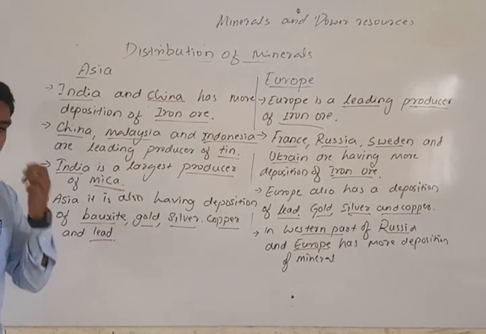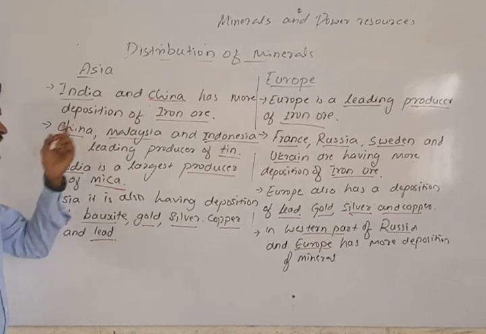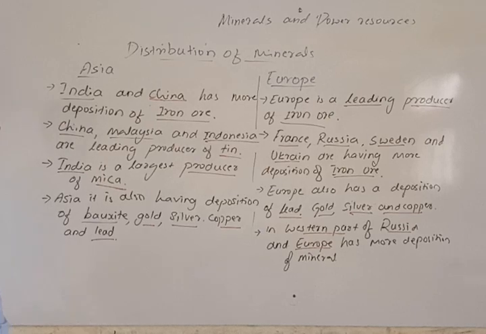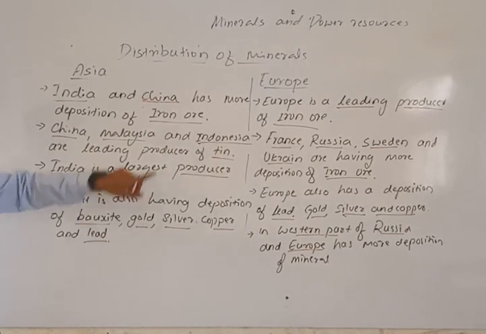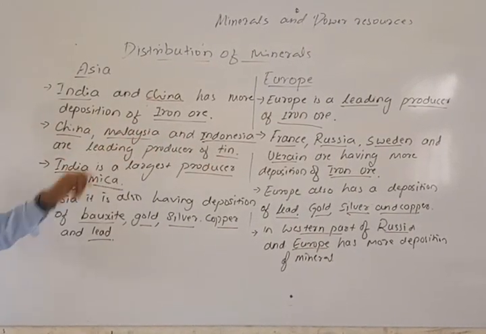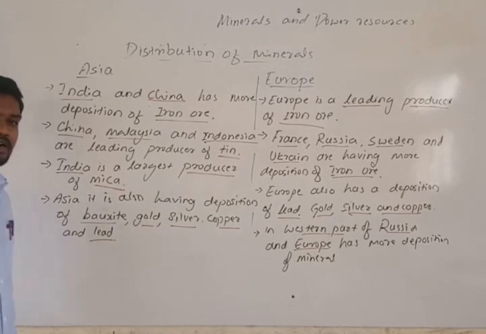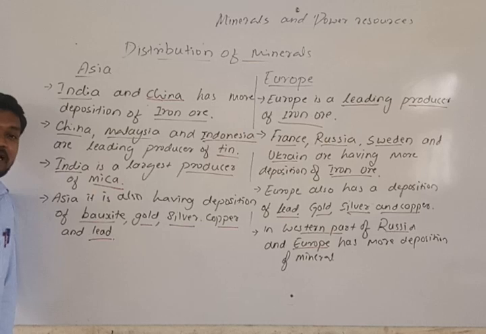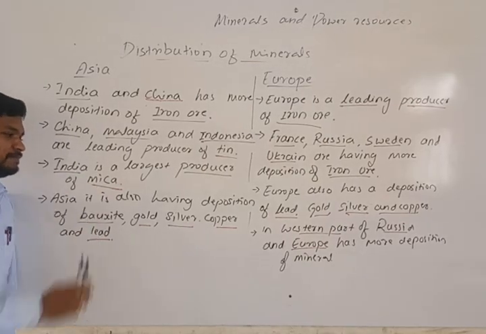But India has deposition. Mainly India and China are the leading depositors of iron ore. Apart from that, for tin, China, Malaysia and Indonesia also have more deposition and are producers. Then India is the largest producer of mica.